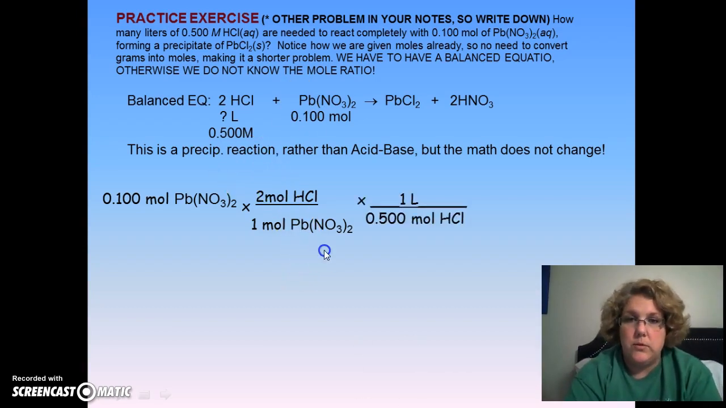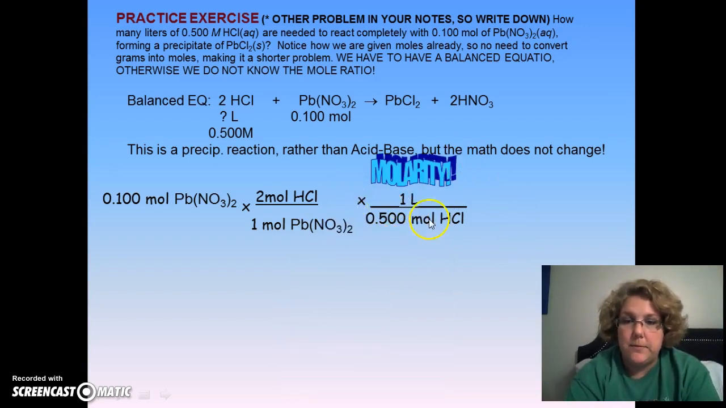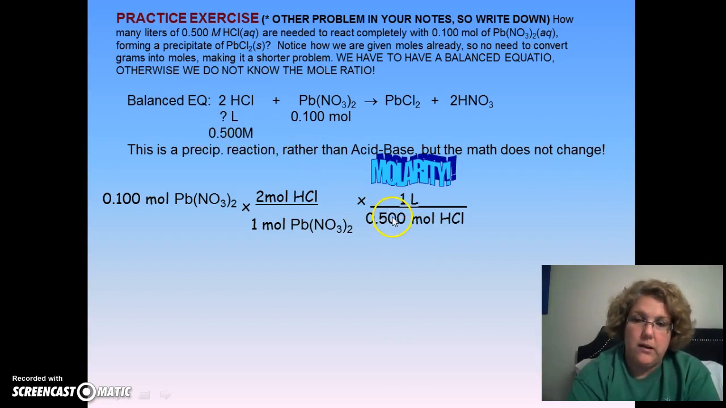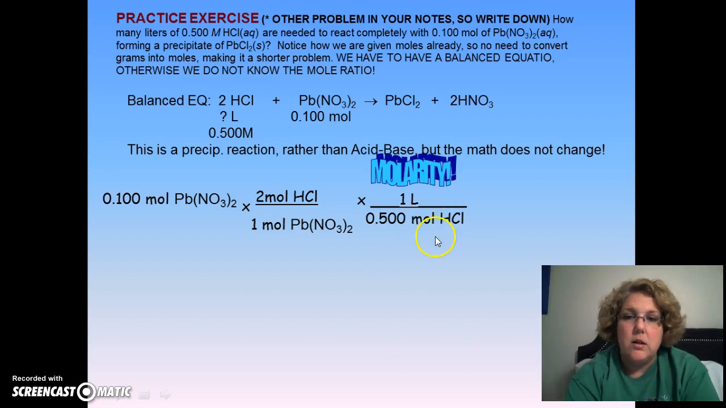Now I'm going to use molarity as a conversion factor again, but notice this time I need to flip it upside down. Okay, I have moles of acid and I'm trying to get to liters. So I'm going to put moles on bottom and the 1 liter on top. It's 0.5 molar, which means there's 0.5 moles in every 1 liter.